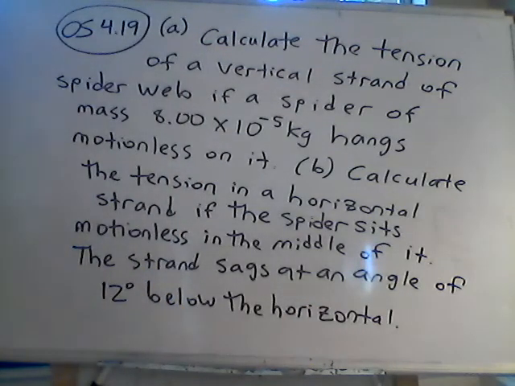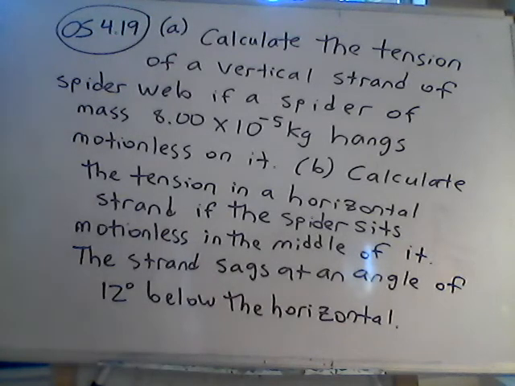So, part A. OpenStax 4.19. Calculate the tension of a vertical strand of spider web if a spider of mass 8.00 times 10 to the negative 5 kilograms hangs motionless on it. B, calculate the tension in a horizontal strand if the spider sits motionless in the middle of it. The strand sags at an angle of 12 degrees below the horizontal. Again, I'll draw a picture to make this look better.